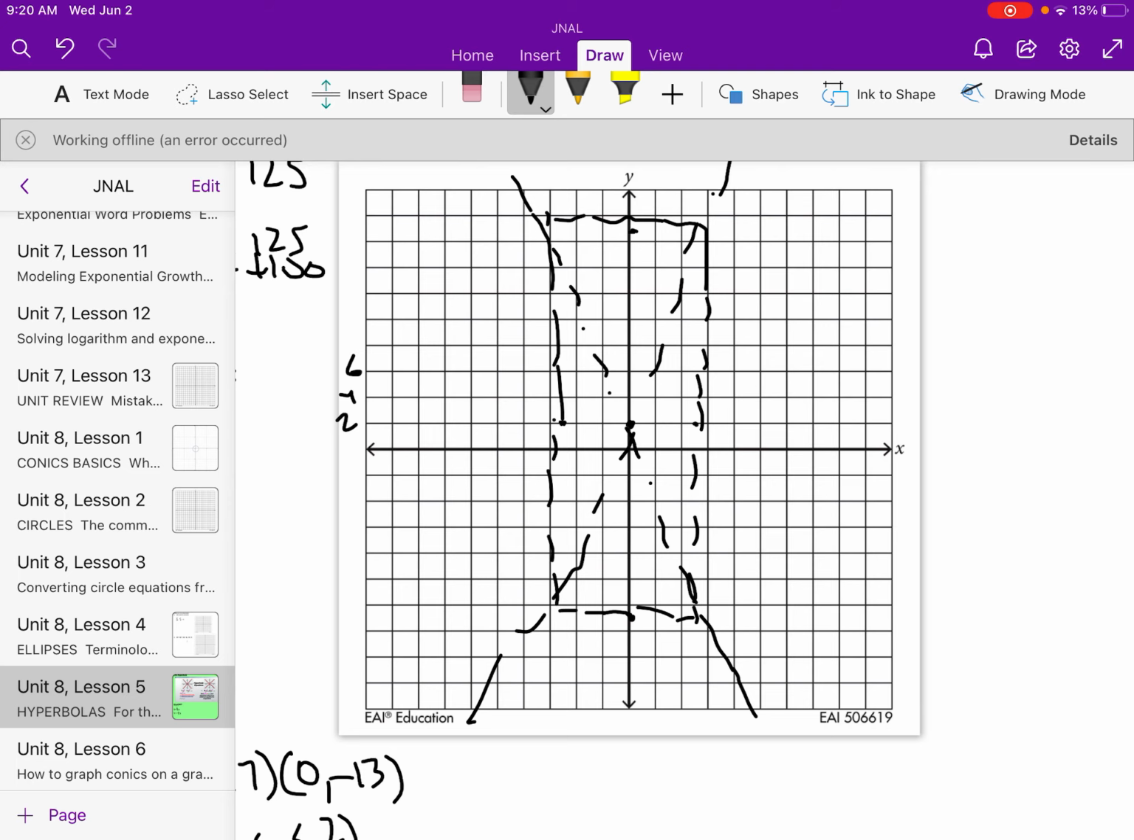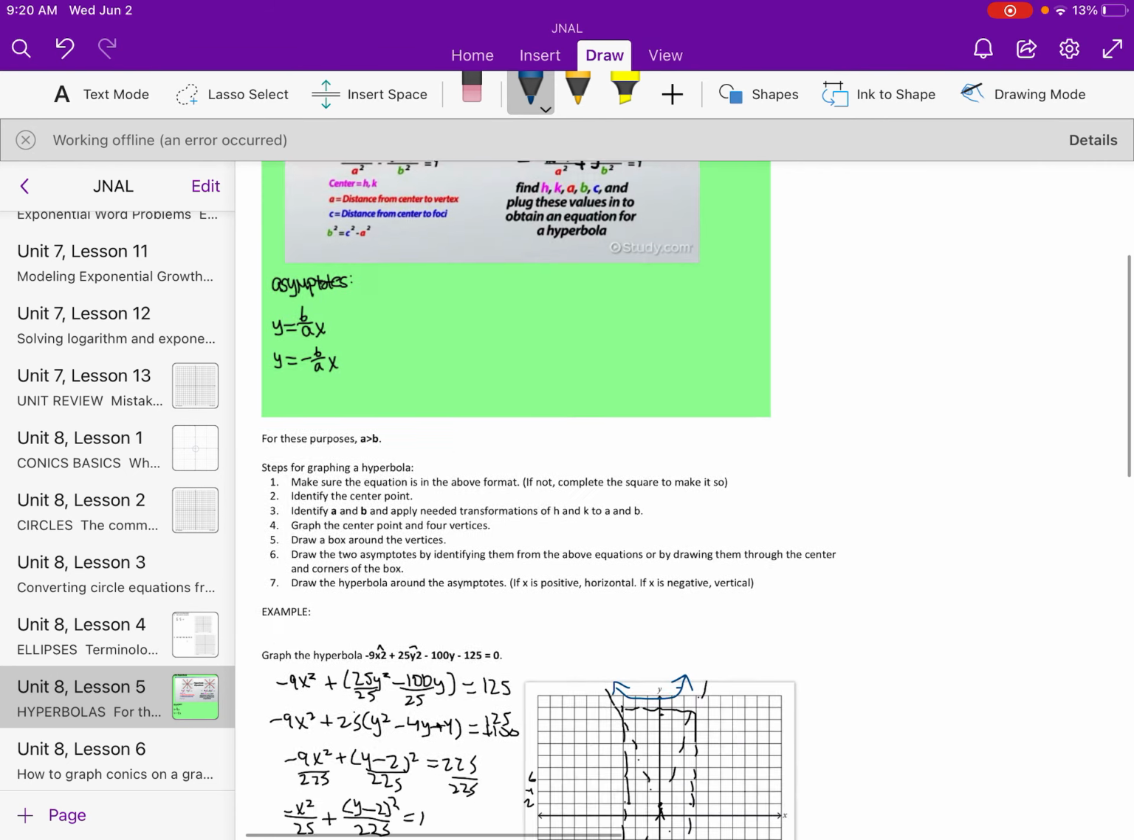Okay, and since this is a vertical hyperbola, instead of our hyperbolas going like this, they will go up and down. So they will go like this. There will be one up here. Why isn't it drawing? Close to around like that, and then down here another one like that. And that there is how you figure out hyperbolas, graph them, change form, things like that.